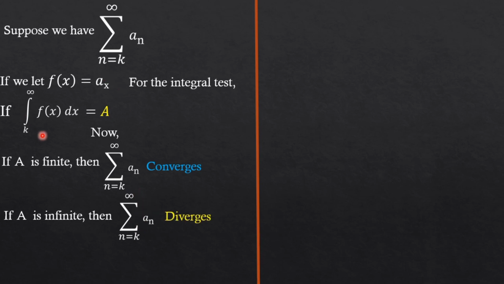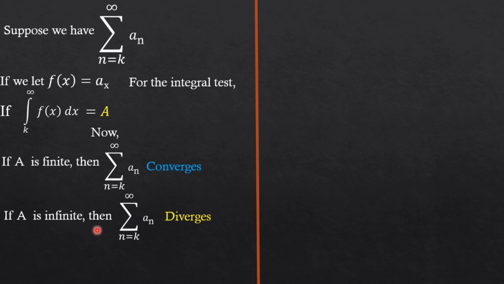So in summary, once we have integrated f(x) from k to infinity and we get some value A, if A is a number, therefore the series converges. If A is infinite, it means the integral has diverged, and likewise the series also must diverge.